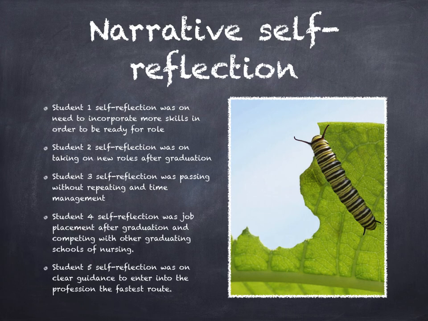Student three, self-reflection, was passing without repeating, and she was more focused on time management. As we've discussed in the past, she was more worried about HESIs and different tests that she had to pass. Student four, self-reflection, was on job placement after graduation and competing with other graduating schools of nursing. And my final student self-reflection was on clear guidance to enter into the profession, and she wanted to know the fastest route to complete her goal.